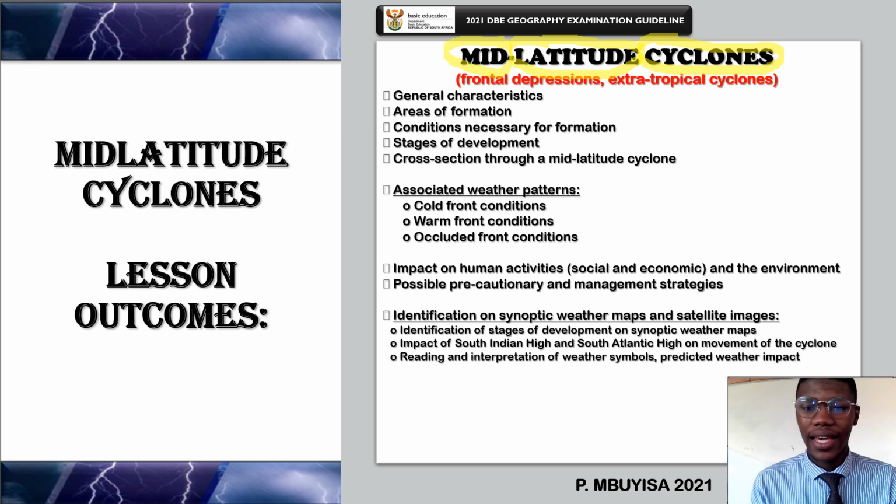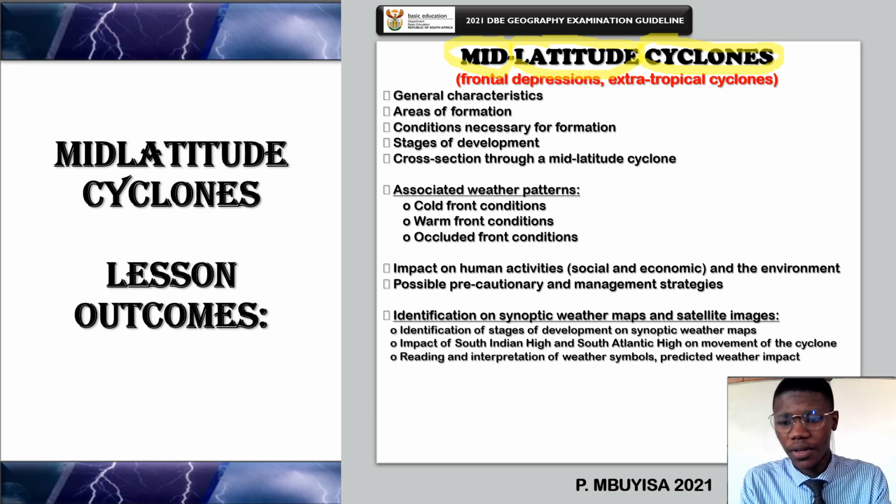Mid means middle. It means they are found somewhere in the middle. The middle of what? Latitude. We have the word latitude, which means these systems are found in the middle latitudes. And we say that they are cyclones. And what is a cyclone? We say a cyclone is a low pressure system. So we know that we are looking at low pressure systems that are found in the mid latitudes.